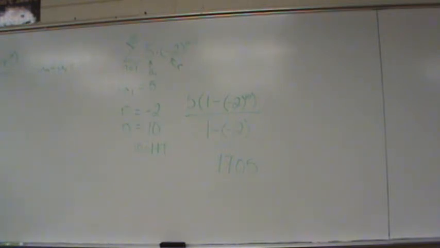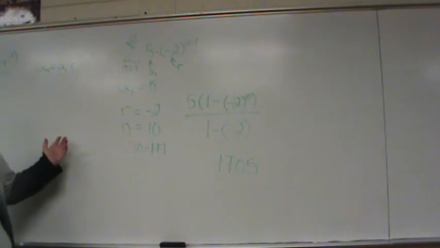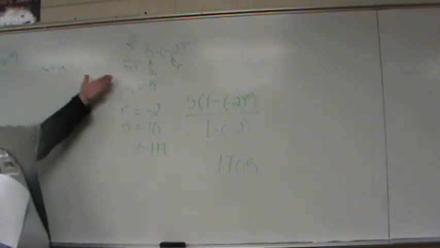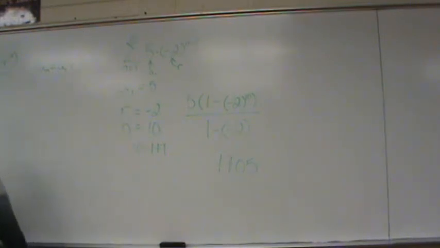Alright, so that's finding finite sums of geometric series using the expanded versions and using summation notation. So now, with arithmetic series, we could only find the sum of finite arithmetic series. Geometric series are a little different. Depending on the geometric series, we can actually find the sum of infinite geometric series.